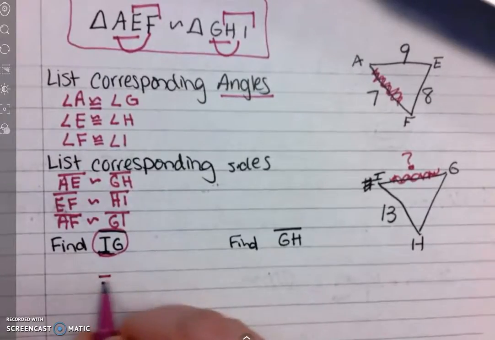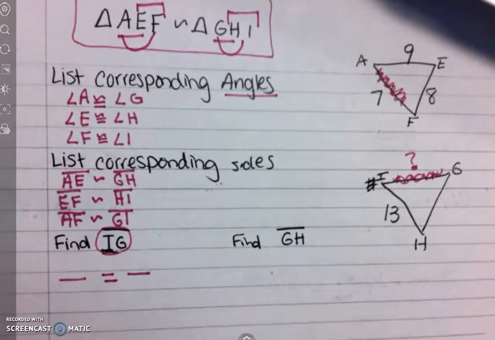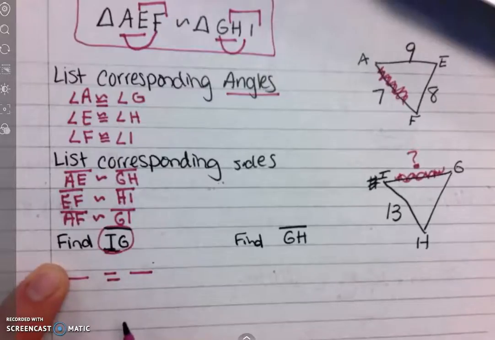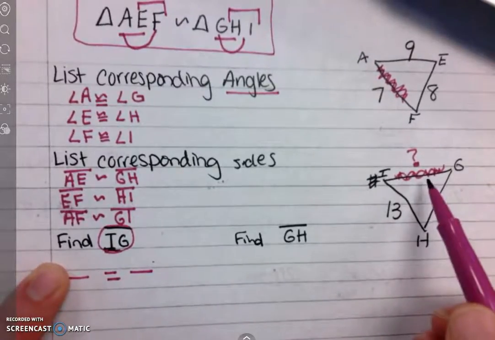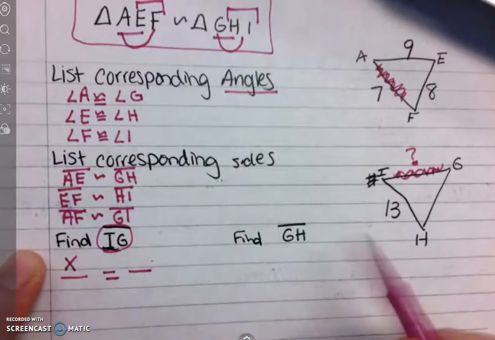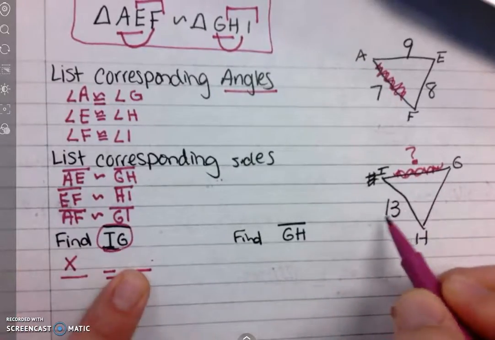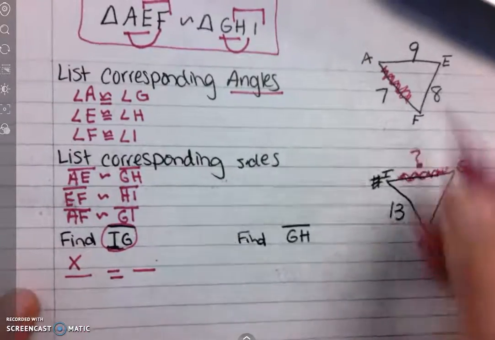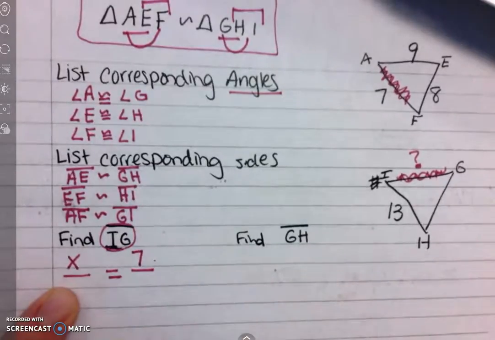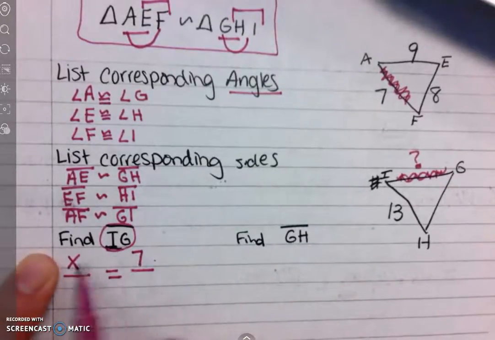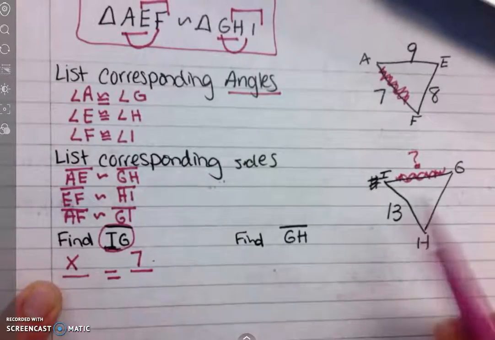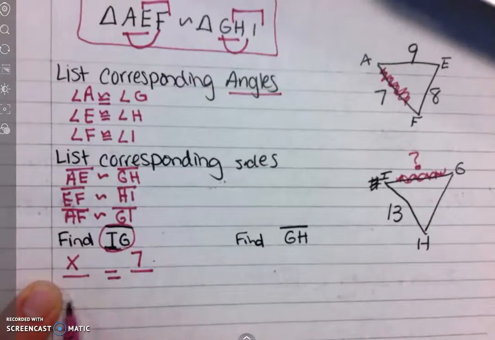So I need to set up a proportion, and it's going to be two fractions set equal to each other. Remember, these two have to have something in common, the two top ones. So if you want to do from the same shape, that's fine. So this X is going to be my IG. And then I put the corresponding side there. So this is the corresponding side. Then these two have to have something in common. So I have to pick not the corresponding side, but the same shape.